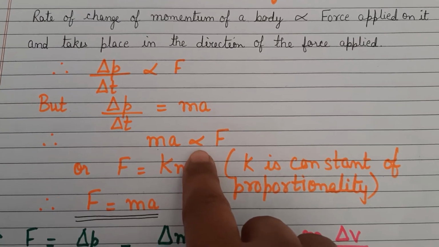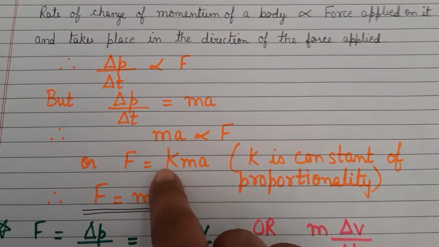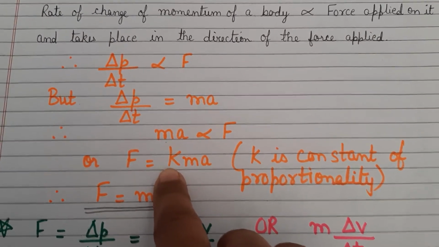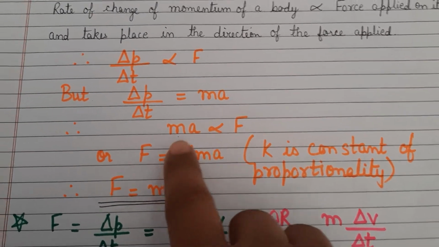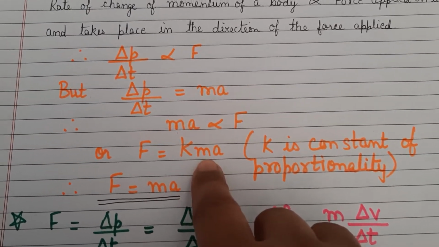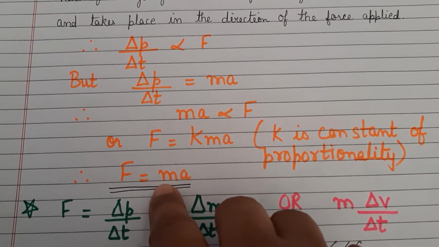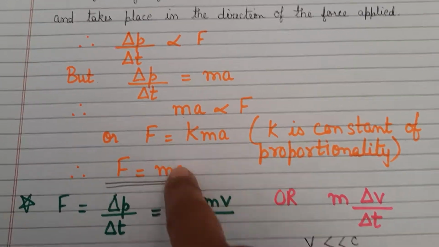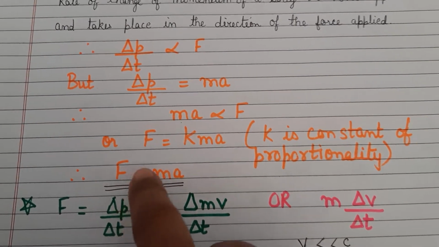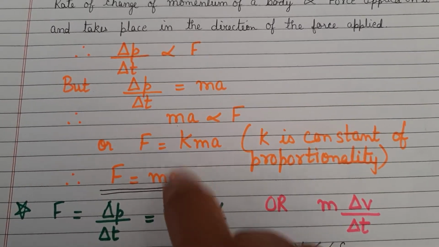Now when I remove the proportionality sign, I use a constant of proportionality, denoted by capital K. So F is equal to Kma, and the value of K is equivalent to 1. So therefore I reach the formula F is equal to ma, that is, F is equal to mass into acceleration.